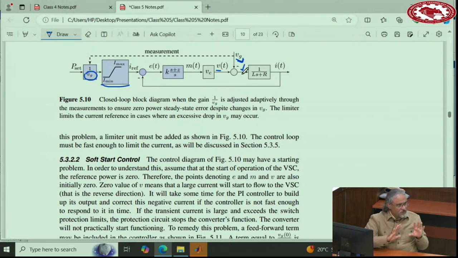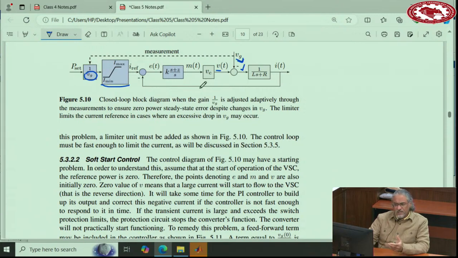If you do not take any consideration, just start as it is, a large amount of current will rush into the converter, and if the controller is not strong enough to suddenly respond to that huge amount of current, it will shut down. The protection system will shut down the operation.